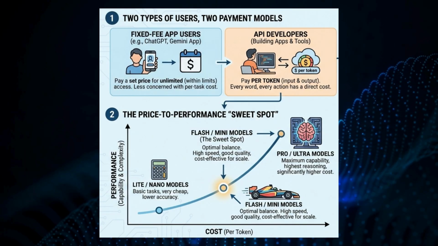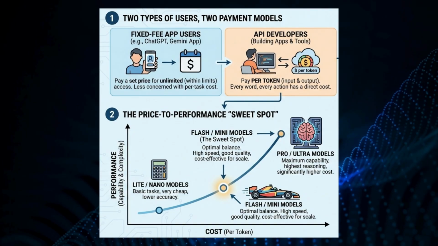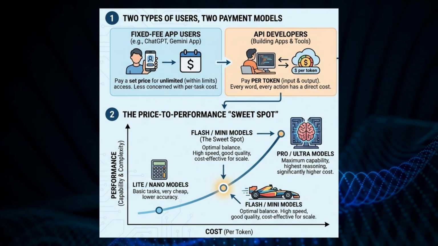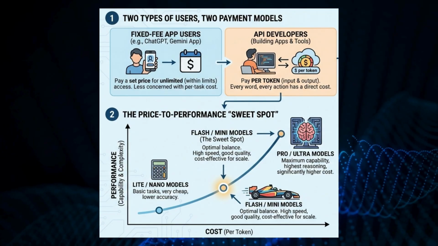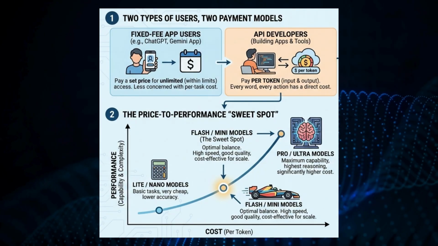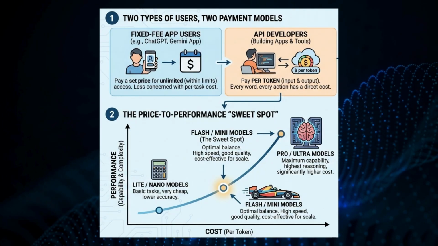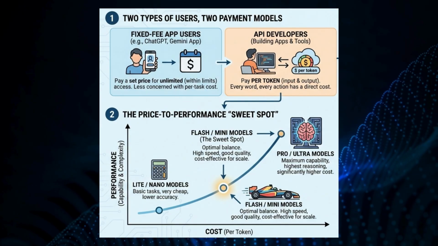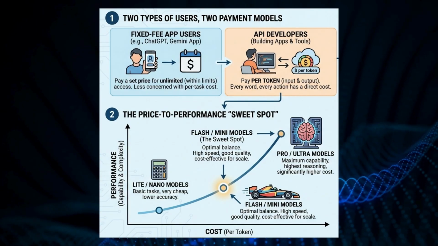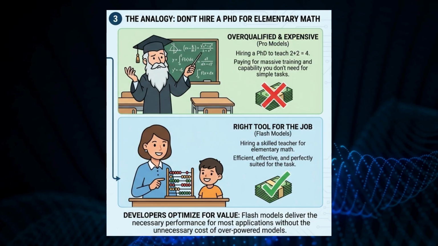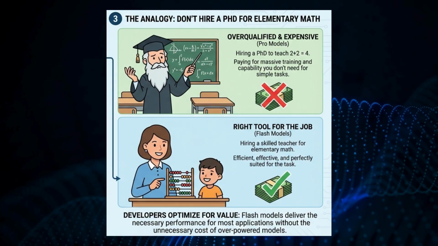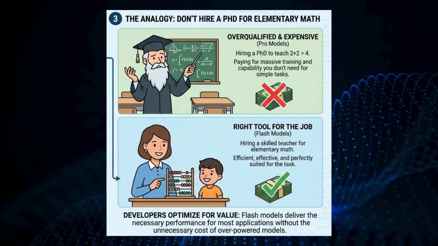And the reason for that is that unlike people who are using ChatGPT or the Gemini app who are paying a fixed fee, people who are using the models through the API to develop different apps and tools are paying per token. So it makes a lot of sense for them to optimize for the price to performance of these tokens. And that's why developers choose the Flash or Mini models, because they land on the price to performance sweet spot. It's like how you wouldn't hire a PhD to teach elementary school maths, because you would be paying for a lot of capability and training that you don't need.